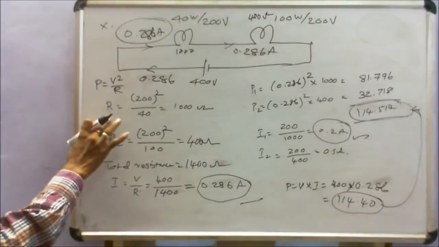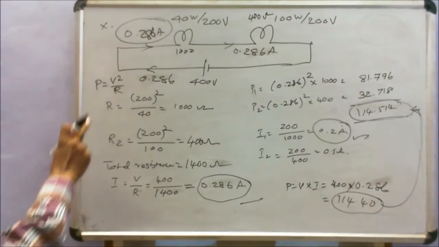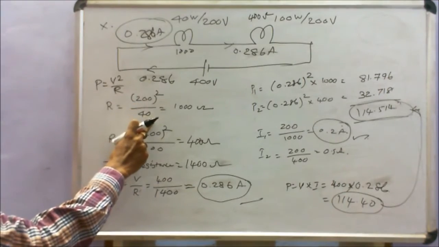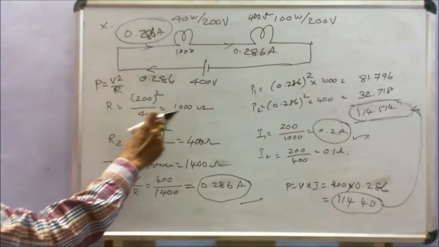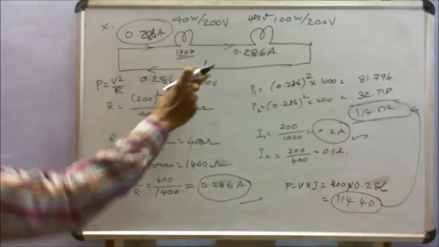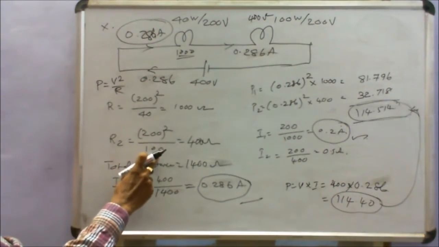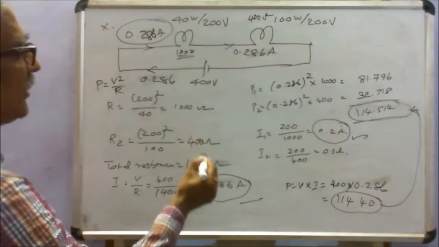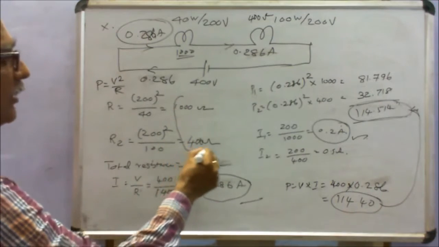We can easily calculate the resistance value R. P is equal to V square by R. Therefore, R is equal to 200 square divided by 40 watts, that is equal to 1000. One resistance is 1000. Another bulb's resistance is 200 square divided by 100 watts, that is 400. Therefore, the total resistance is this plus this, that is 1400.